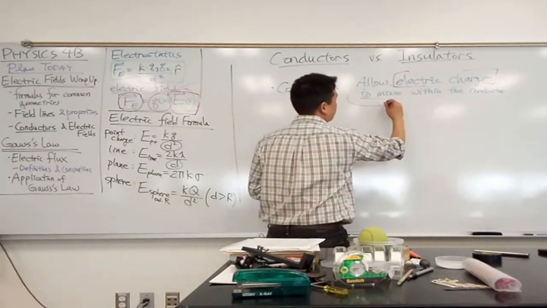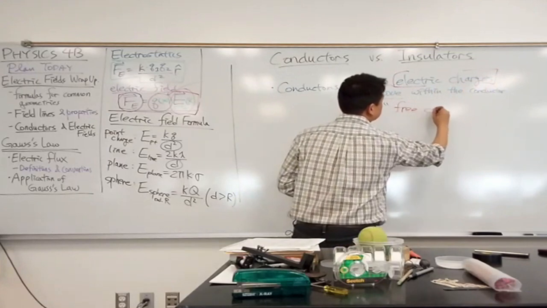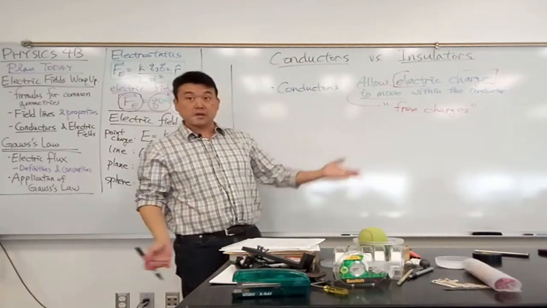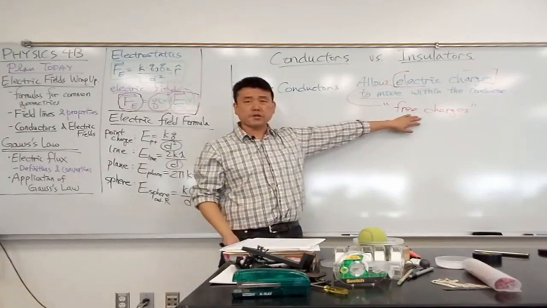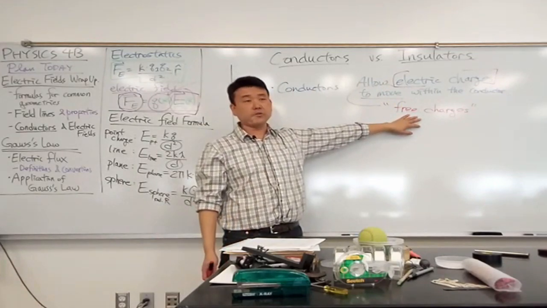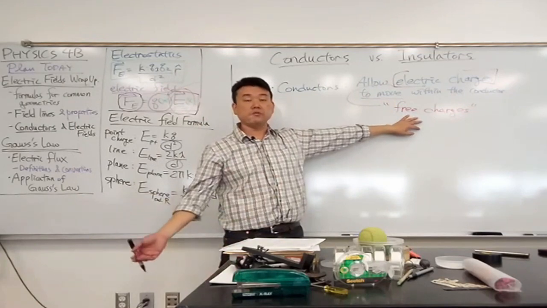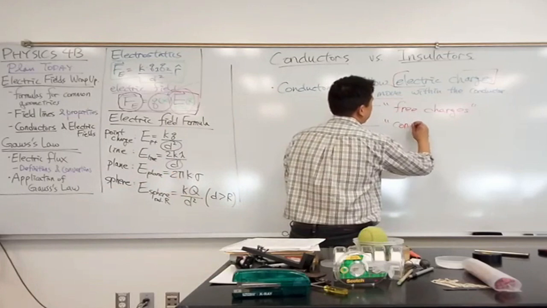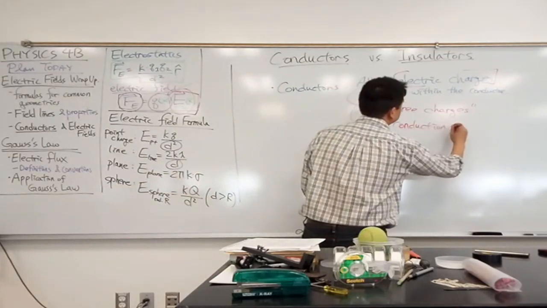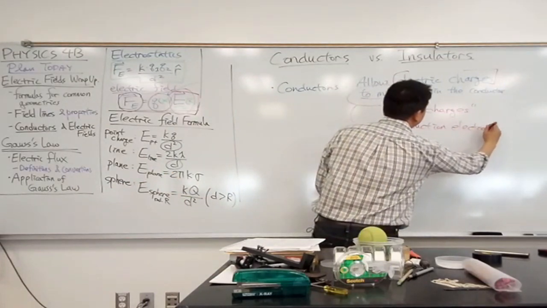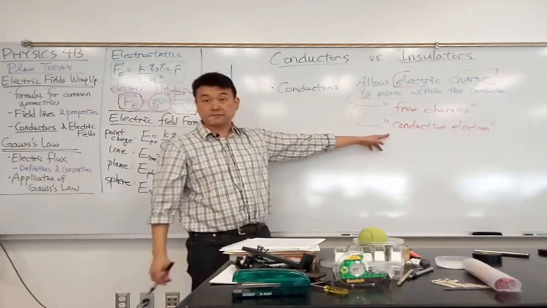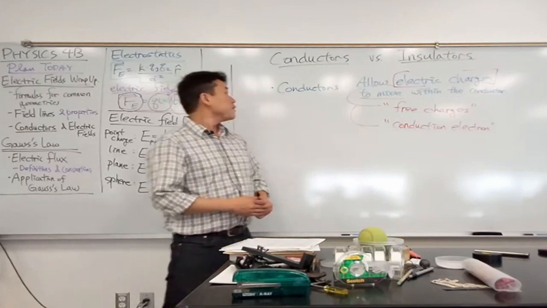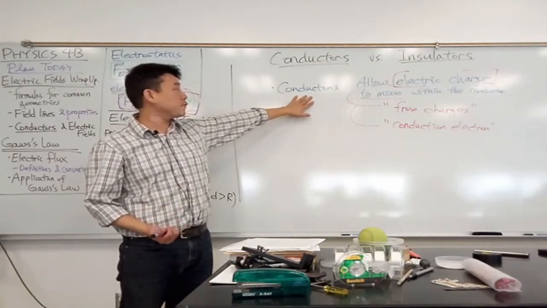There's a term that refers to free charges. That's talking about the charges within the conductor that are free to move. I guess this is the more common term you will see. The less common term that you might see, especially in relation to material property, is something called conduction electron. For our purposes, these mean the same thing. So free charges or conduction electrons, they mean the same thing to us. So that's the distinguishing feature of conductors.